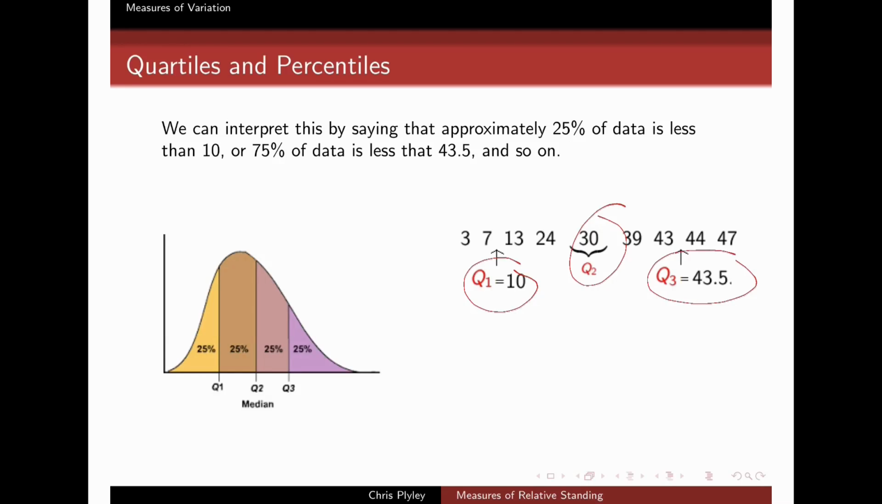And the way to interpret that is if I knew nothing else, if I didn't have my full set of data here, and somebody told me the first quartile was 10, I would instantly think in my head 25% of data approximately is below 10. If you told me the third quartile was 43.5, I would think 75% of my data is below 43.5. And similarly, I might think 25% of my data is above 43.5, right? Of course, if 75 is below, that tells me 25 is above.